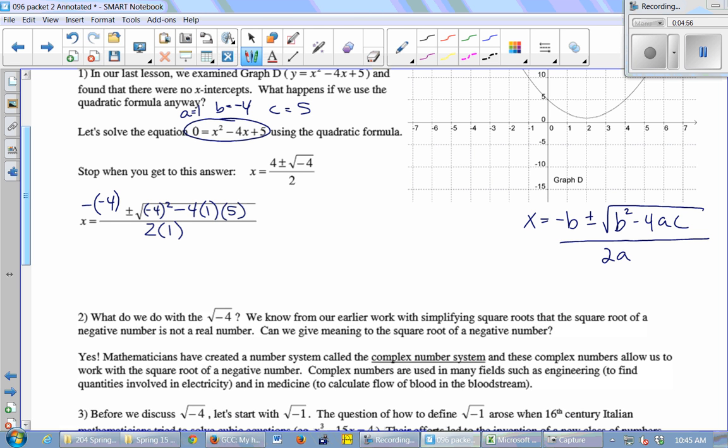Negative, negative 4 is positive 4. So I've got positive 4 plus or minus the square root. Negative 4 in parentheses squared is positive 16. And then I have minus 4 times 1 times 5, so I've got minus 20.